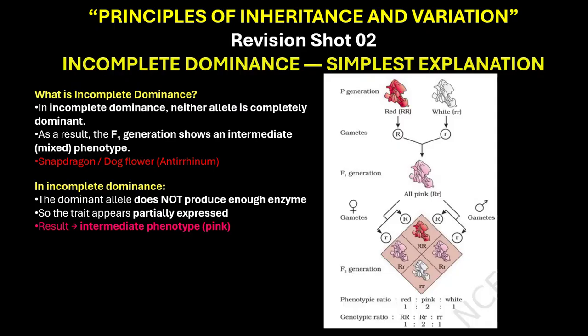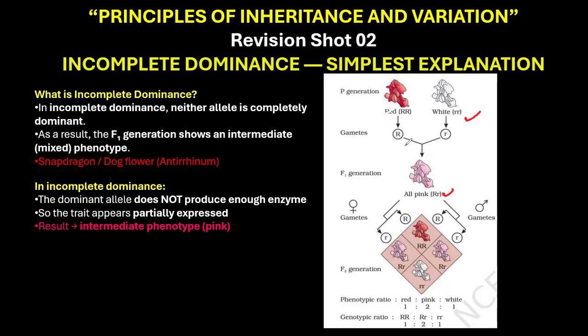What is incomplete dominance? In incomplete dominance, neither allele is completely dominant. And we talk about the F1 generation, for example, in this case, the examples from the textbook itself. You have red, capital R, and then you have white, small r. You cross them, and you will get the F1 generation, that is capital R, small r.